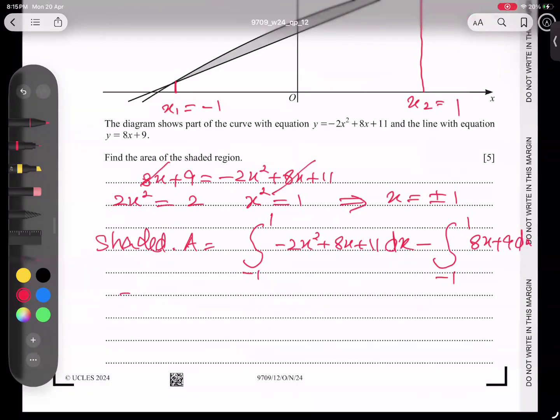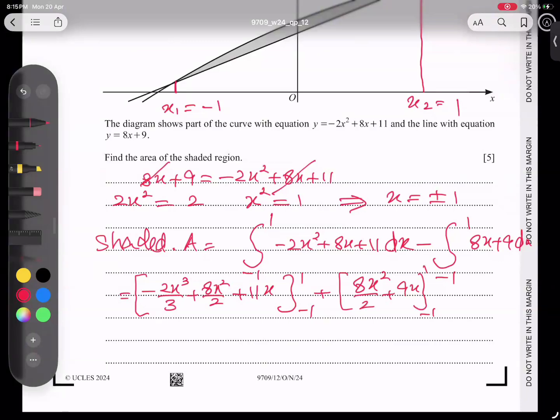I'm starting from here: increase the power by 1 and divide by the same, 3 by 3. Increase the power by 1, divide by the same, 11 becomes 11x, and limits -1 to +1. Same story here: increase the power, 2 by 2, and 9 becomes 9x, and the limit is very clear, -1 to +1. Now we have to do it very carefully and plug in the values. So -2 over 3 plus 4 and plus 11. When I plug in 1, I get 43 by 3.